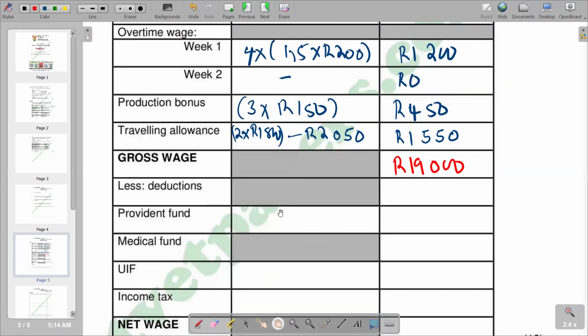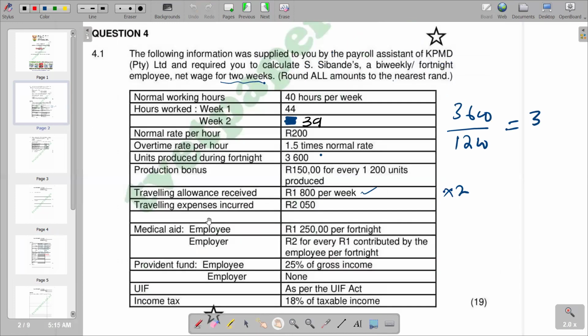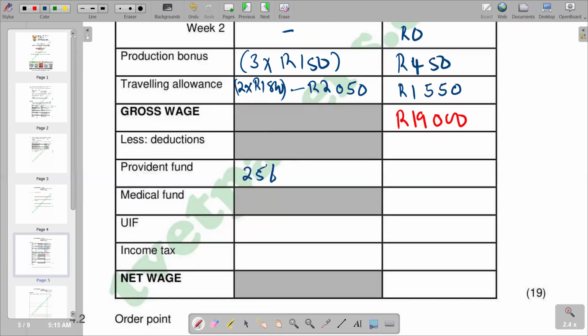So having done that, now we move on. We are now on less deductions. And then on deductions, we start with the provident fund. And we go to check in terms of how to calculate our provident fund. We are told that provident fund for employees is 25% of gross income. So basically, we are saying 25% times gross, multiplied by 19,000. And calculate, you're going to get 4,750. So basically, that's what we have on that part.